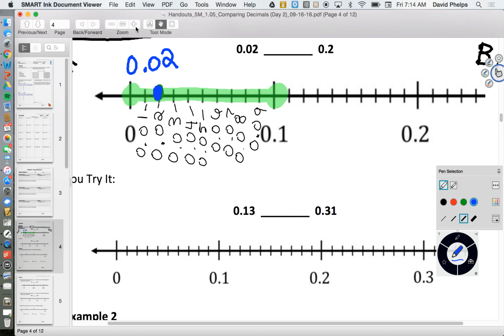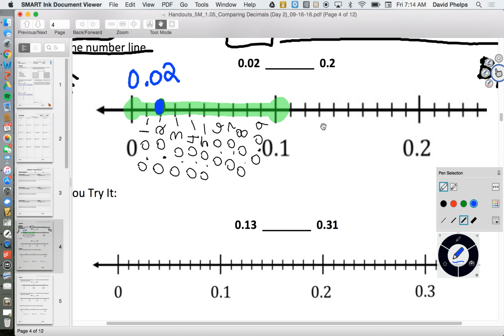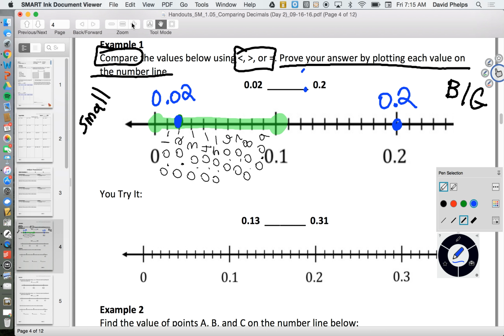The second value we have to plot is 0 and 2/10. Well, we don't even have to do any more hundredths here because 0 and 2/10 is right here. So put that and then label it above just so we know what you labeled. Okay, and if we know all of the numbers to the left are smaller and all of the numbers to the right are bigger, well, we know 0 and 2/10 has to be bigger here because it's more to the right. So put 2 dots next to 0 and 2/10. Put 1 dot next to 0 and 2/100ths, and then connect your dots. There's our inequality sign.